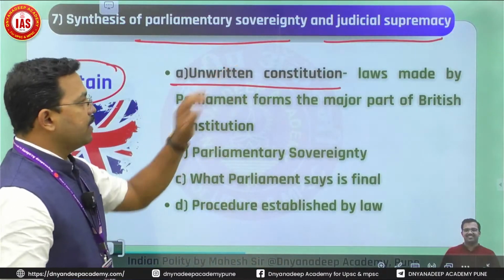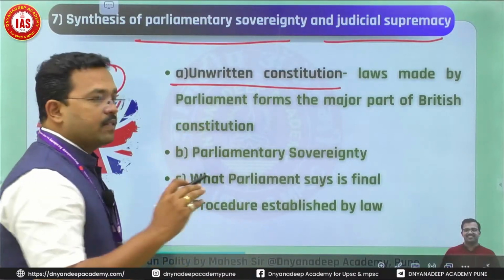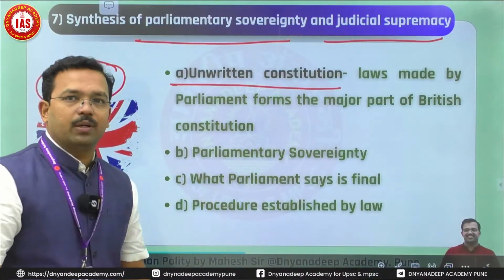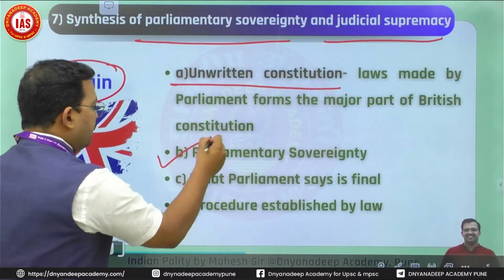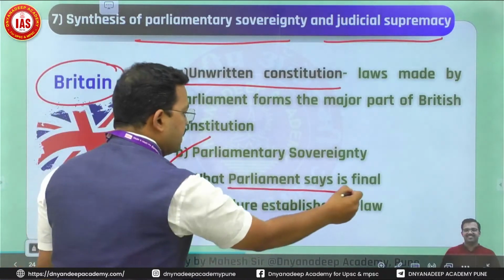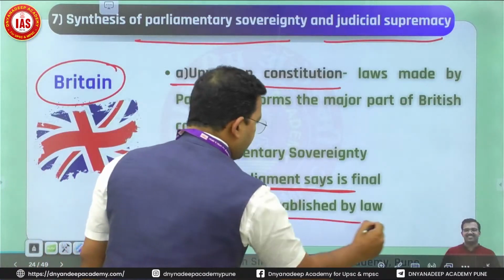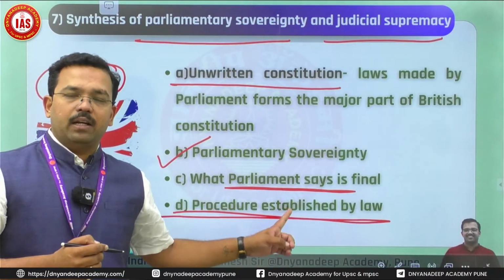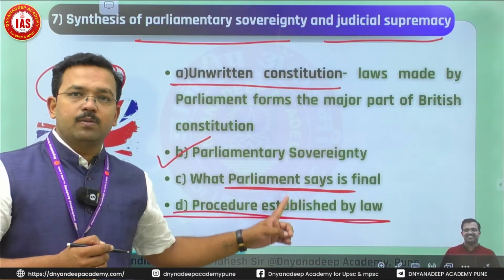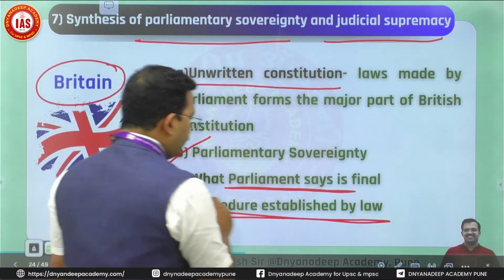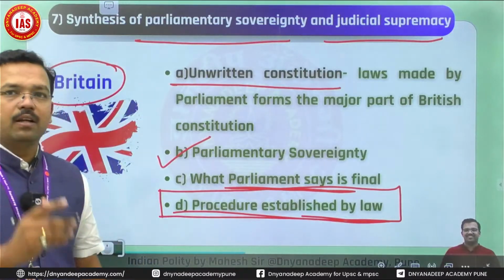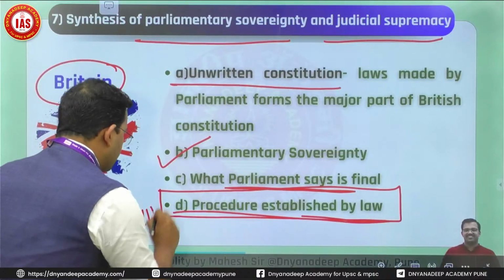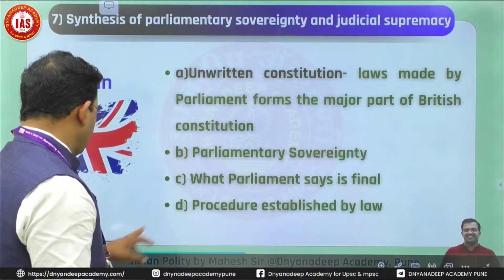Then, the British Constitution is from what? Majority influence lies in the British Parliament. Laws made by Parliament form the major part of the British Constitution. That's why in Britain we have parliamentary sovereignty. What Parliament says is final. It is procedure established by law. I have taken a completely separate lecture on Article 21. I will put that lecture on our YouTube channel, so please go through that lecture. What is the meaning of procedure established by law? But in Britain, there is procedure established by law. So in Britain, what Parliament says is final.